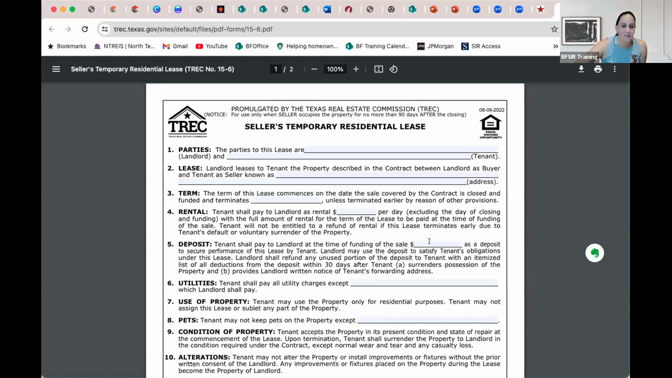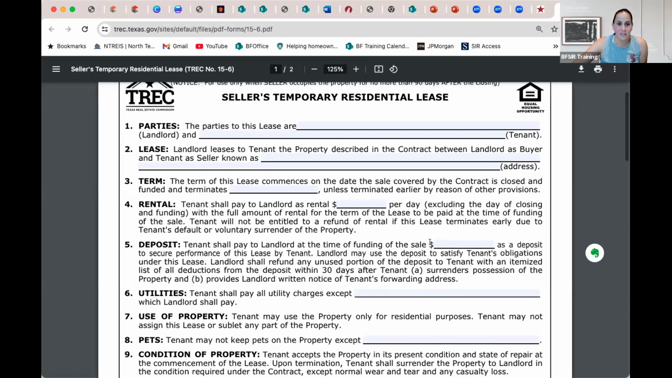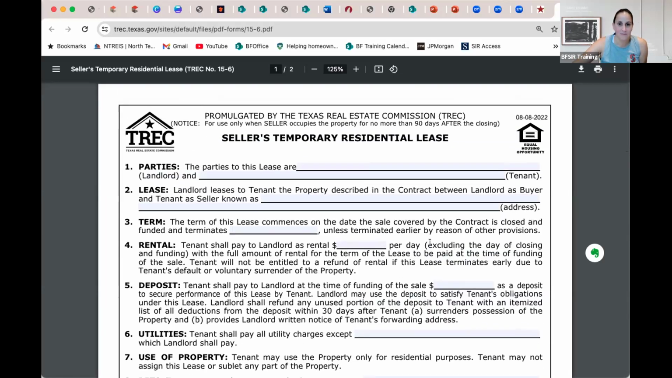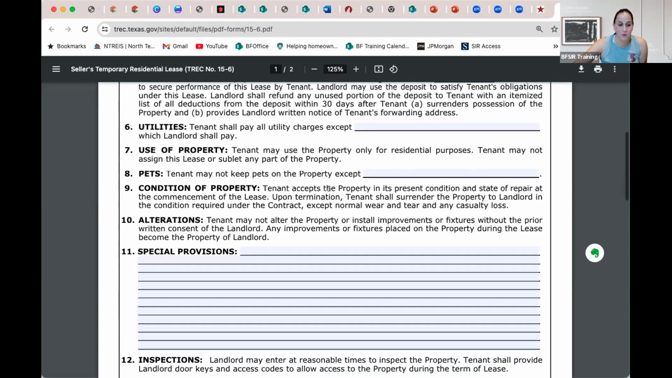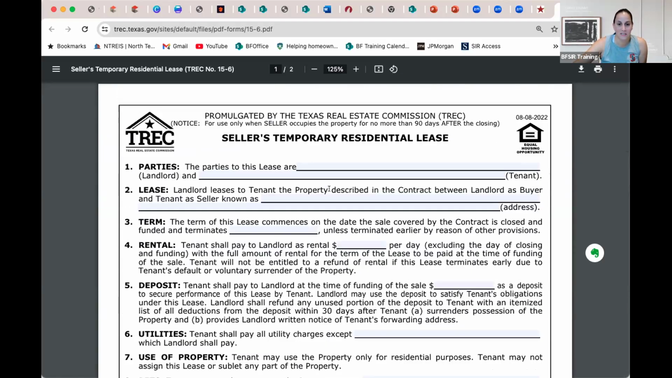Here we go. Okay. So this is the seller's temporary residential lease, and it does happen a lot. And I will tell you, these are risky, right? The longer they are, the riskier they are. Obviously it's a courtesy to the seller to be able to stay and move after the closing. I don't think this is intended for use, it says right here, for more than 90 days. I think doing a 90-day lease on this flimsy 2-page document is pretty risky.